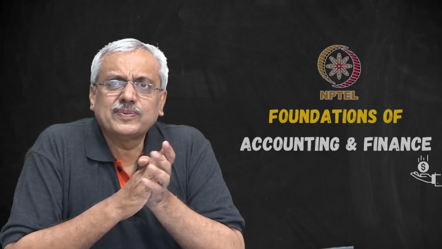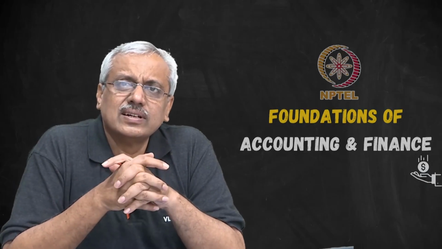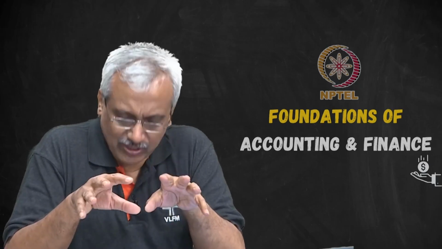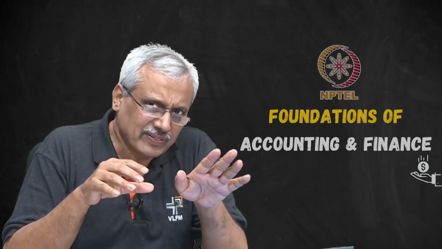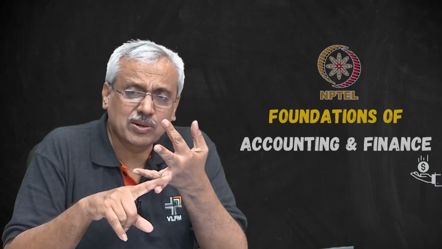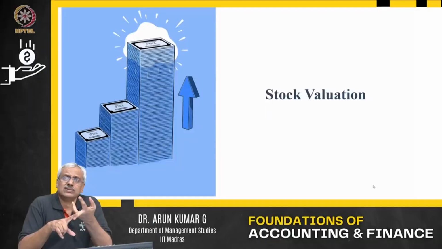In the last class, we spent a lot of time trying to understand bond valuations. We will do some numericals on bond valuation also after we look at stock valuation. In the bond part, we talked about YTM, that is yield to maturity. We talked about the current yield. We talked about the zero coupon bond, the pricing of the bond, etc. We will deal with stock valuation.